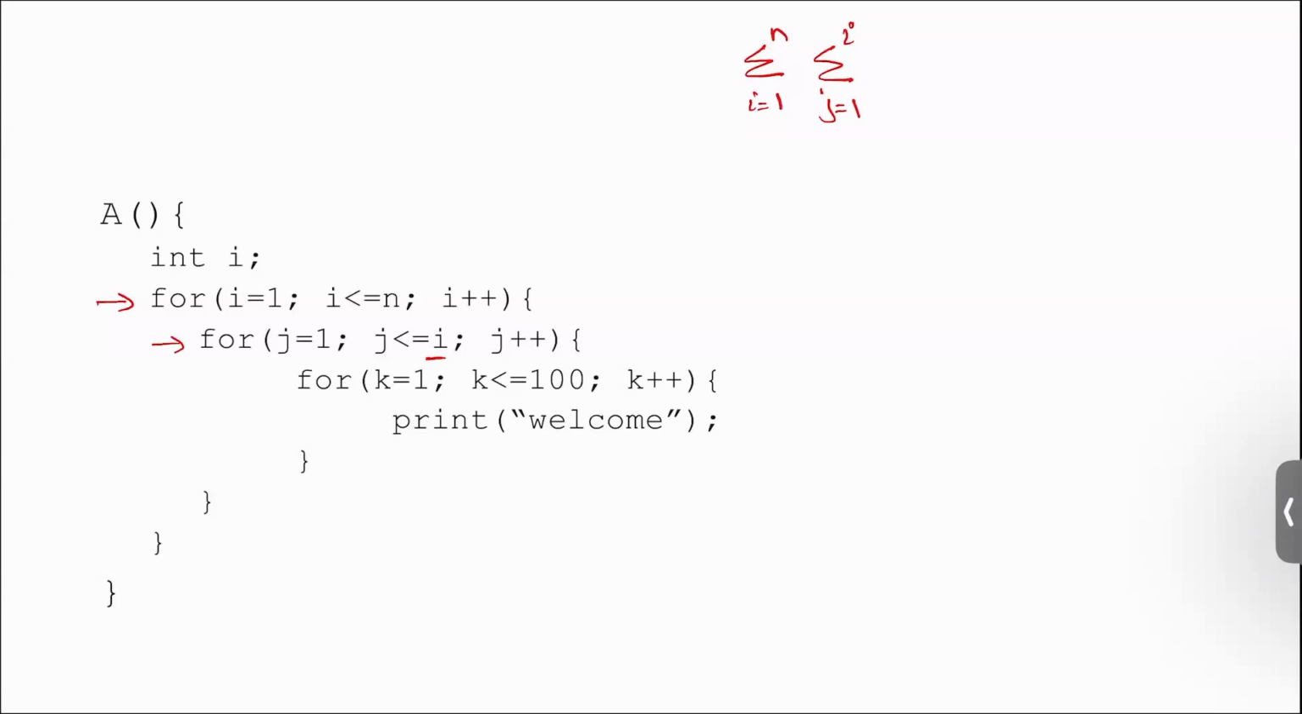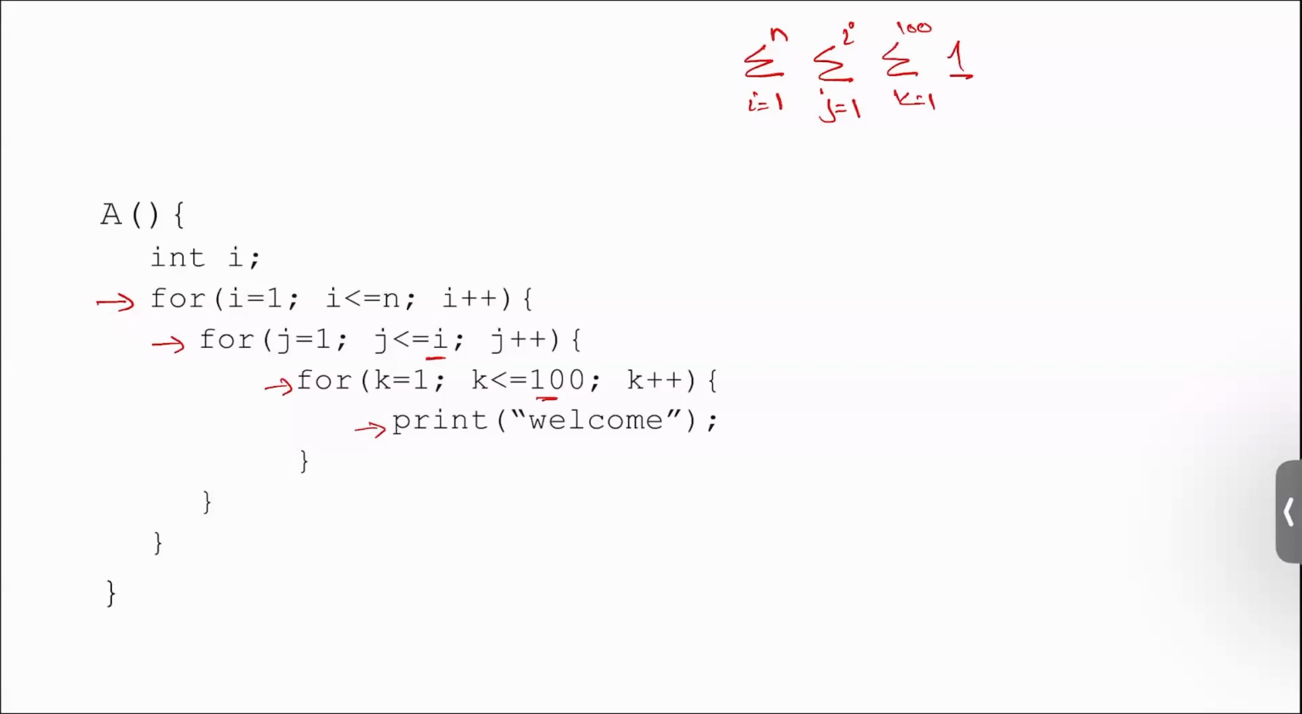Next, in this loop we have another loop, which is one more summation, k starting from 1, but this k is running for a constant amount of time, up to 100. And what we are doing in this loop, the basic operation in the innermost loop, is to print welcome, which takes a constant amount of time, which is 1. So we are able to set up this sum equation, which is step number 1.